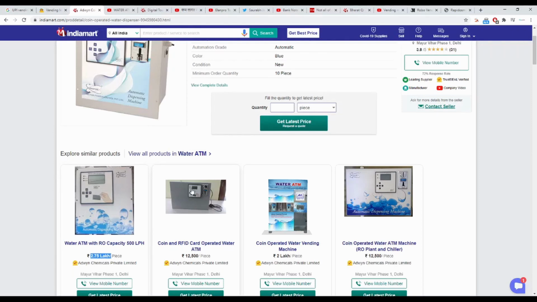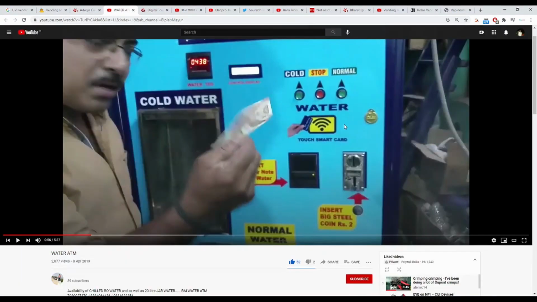Another common type is coin plus RFID kind of thing, and you can have it as big as you want. Like this is a multi-lakh machine where you have this RFID thing and all these other options and coin options. I don't know how people will buy this multi-rack machine and sell water for 2 rupees.